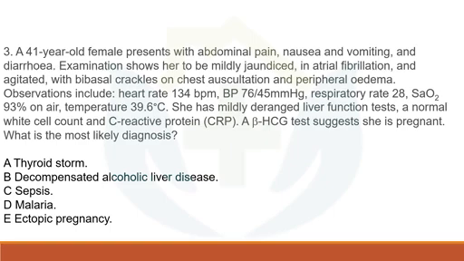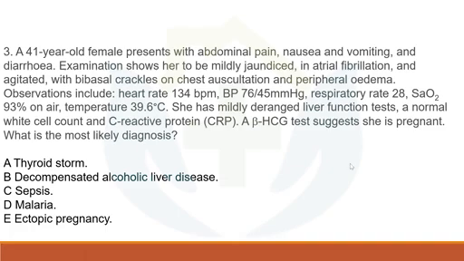Can you answer this? The options are thyroid storm, decompensated alcoholic liver disease, sepsis, malaria, ectopic pregnancy. Very clear-cut clues are given in the question. If you catch those clues, you can get the answer. Second question again on pregnancy. Anyone who wants can answer in the chat box. Even if it's wrong, don't worry about it. You should at least attempt. Okay, someone has answered E, someone has answered D.